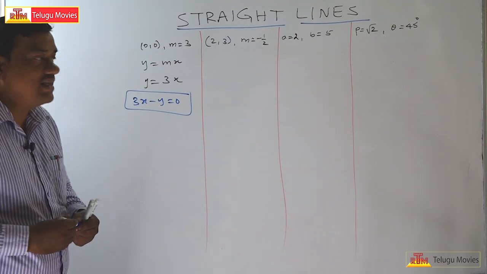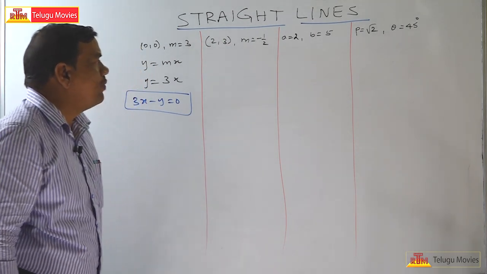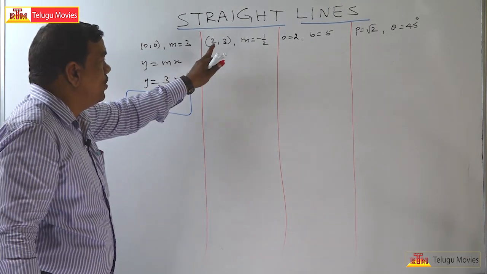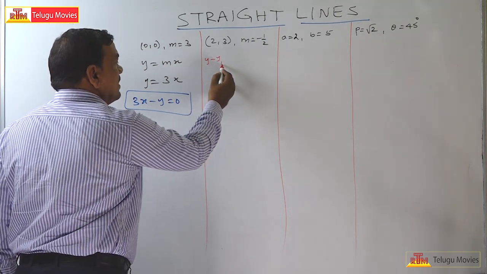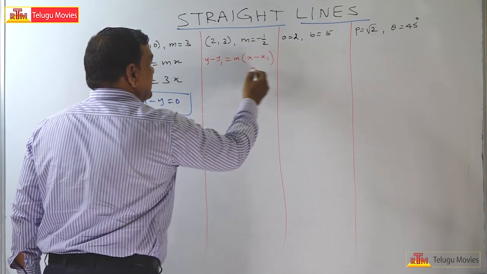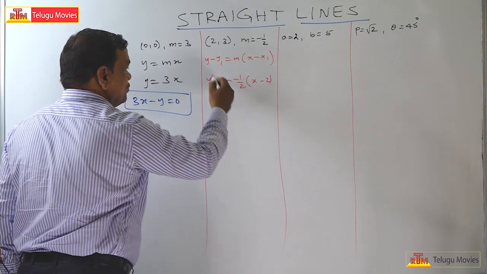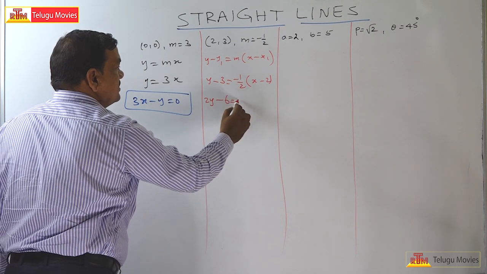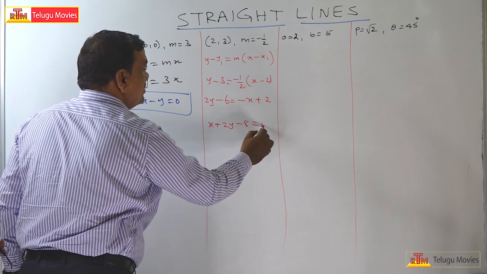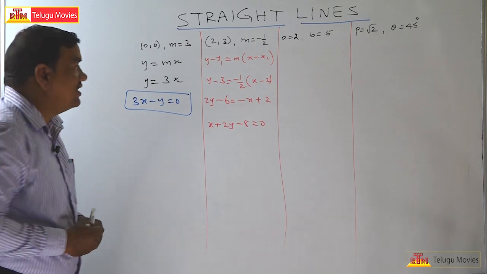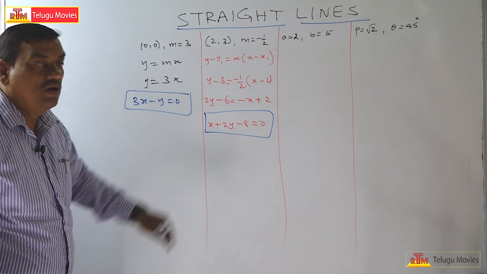Let us take another example. The line is passing through the point (2, 3) and having the slope m is equal to minus 1 by 2. Now, what is the form we will take? Point slope form. What is that point slope form? y minus y1 is equal to m times (x minus x1). Substitute: y minus 3, that is minus 1 by 2 into (x minus 2). So, take cross multiplication, 2y minus 6 is equal to minus x plus 2. If you bring this over, x plus 2y minus 8 is equal to 0. So, even though you applied point slope form, what is the form you got? Try to concentrate on that.